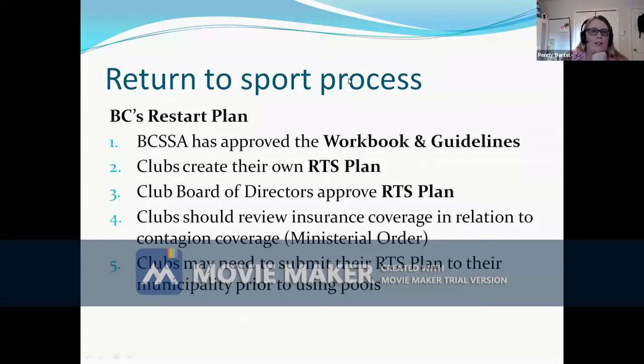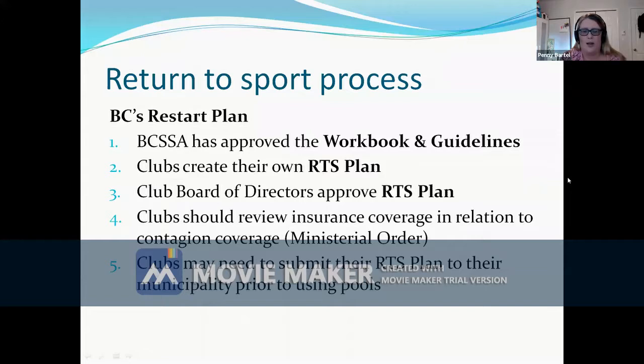For those that haven't familiarized themselves with the plan in general, the Return to Sport process is what every sport in BC has to do in order to return to their active sport. Swimming is no different, summer swimming, water polo, diving, it's all the same thing. It all follows BC's Restart plan, which I won't go through because it's really long. But our board of directors approved the workbook and guidelines, and then it was distributed out to everybody. If you go through it, you should get information that will help you create your own return to sport plan. Your board has to approve it.